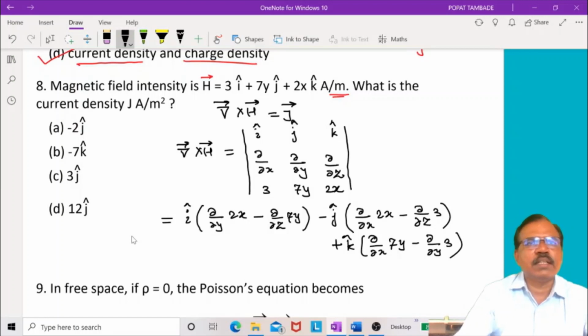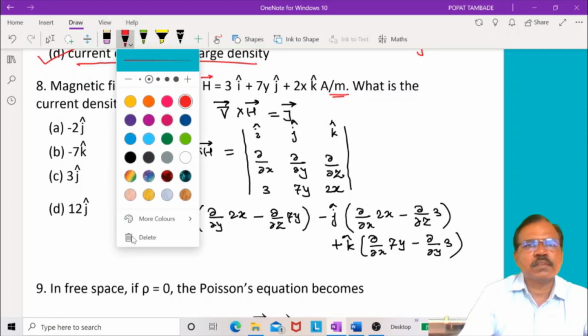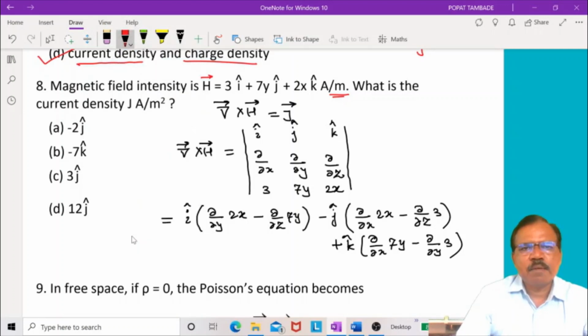Now if we see the terms, ∂/∂y of 2x is 0. ∂/∂z of 7y is 0. ∂/∂x of 2x is 2. Here ∂/∂z of 3 is 0. ∂/∂x of 7y is 0. And ∂/∂y of 3 is 0. So we have minus j times 2. So we can write this as minus 2j.